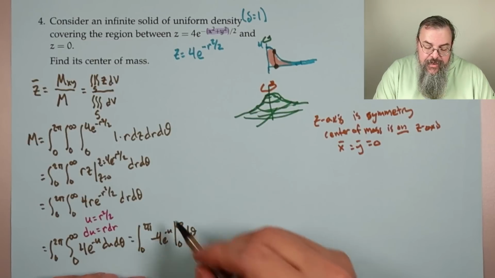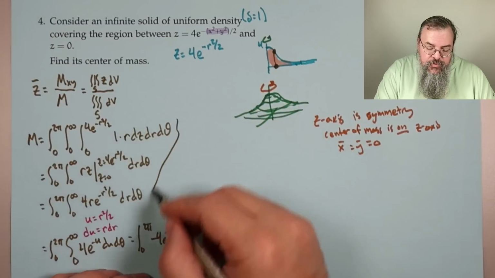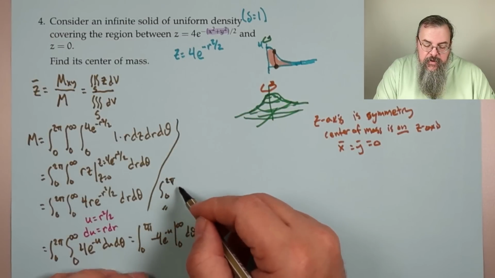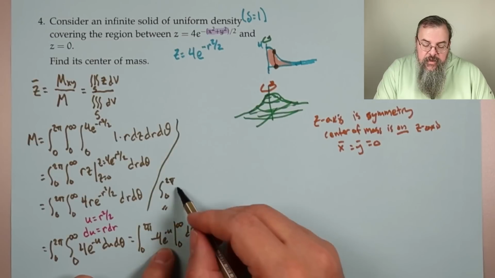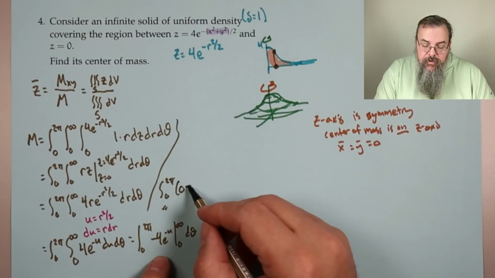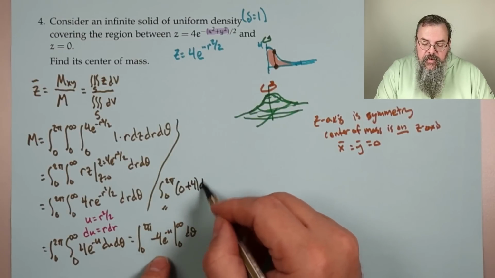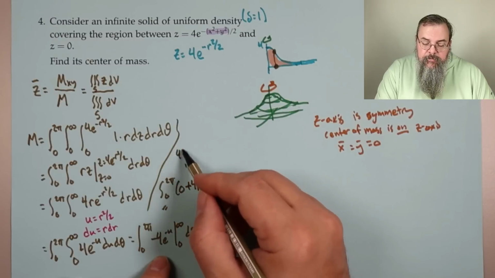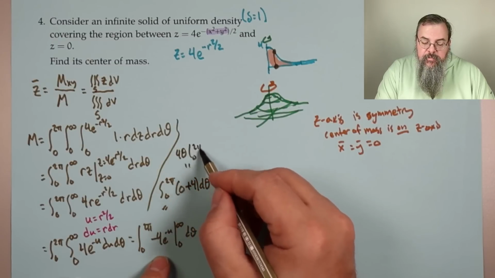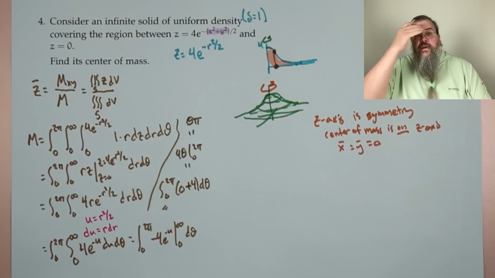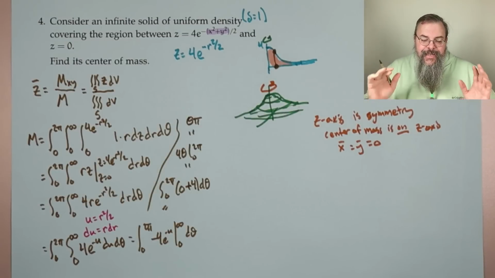So this becomes integral 0 to 2 pi of 0, subtract, and then when you plug in, e to the 0 is 1. So subtract a minus 4 makes 0 plus 4. Oh, okay, well that's fine, that's 4. So you get 4 theta, evaluated from 0 to 2 pi, which is 8 pi. All right, whew. Good, good.